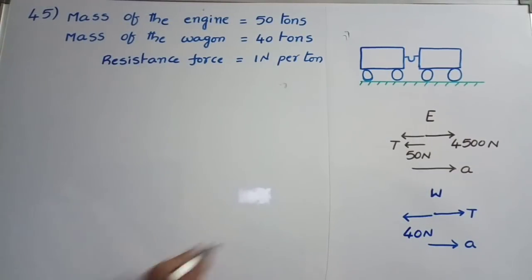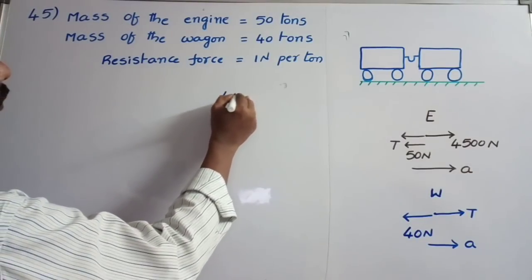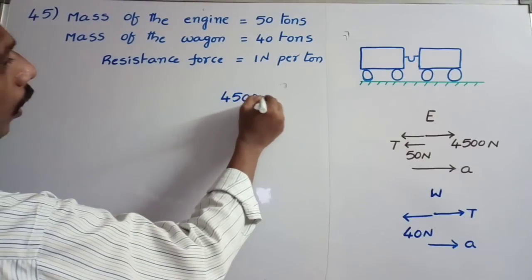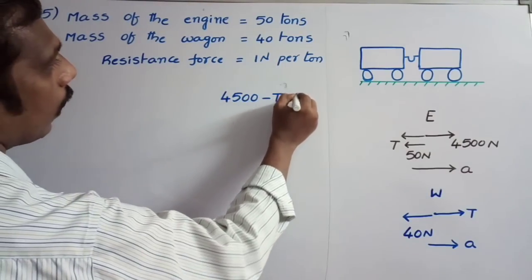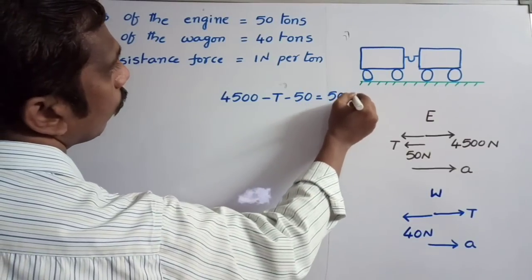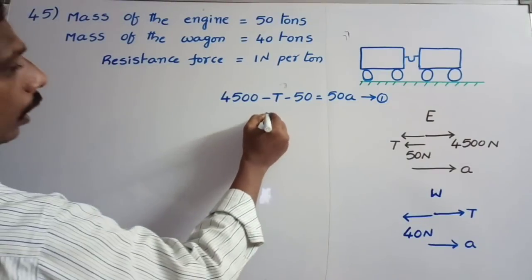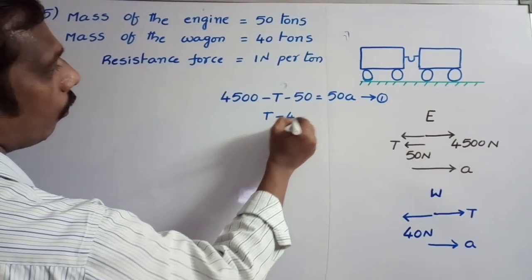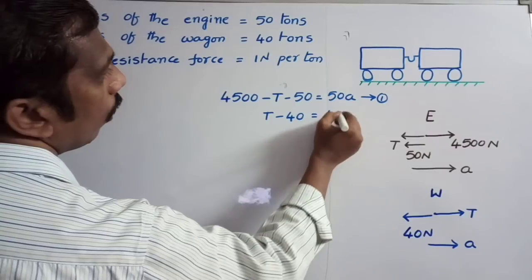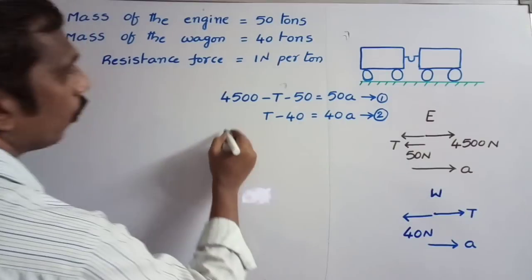Write equations. In this case, 4500 minus T minus 50 is equal to 50 into a. Say this is equation number 1. Here, T minus 40 is equal to 40 tons into a. Say this is equation 2.